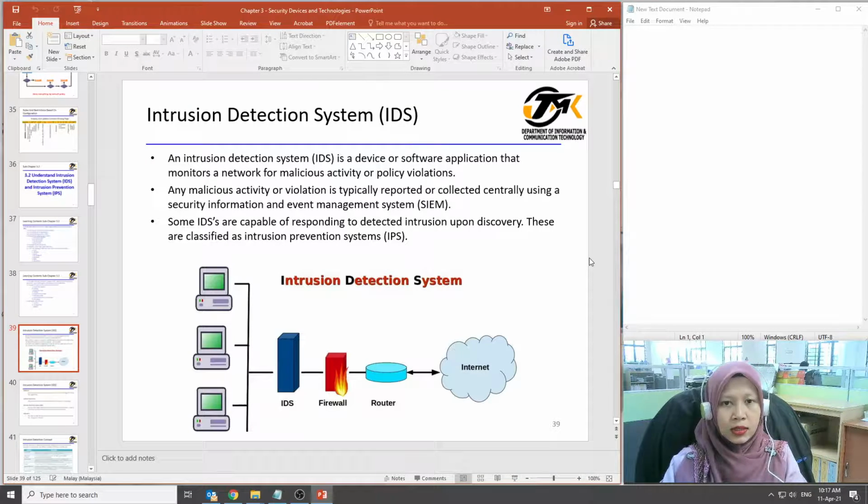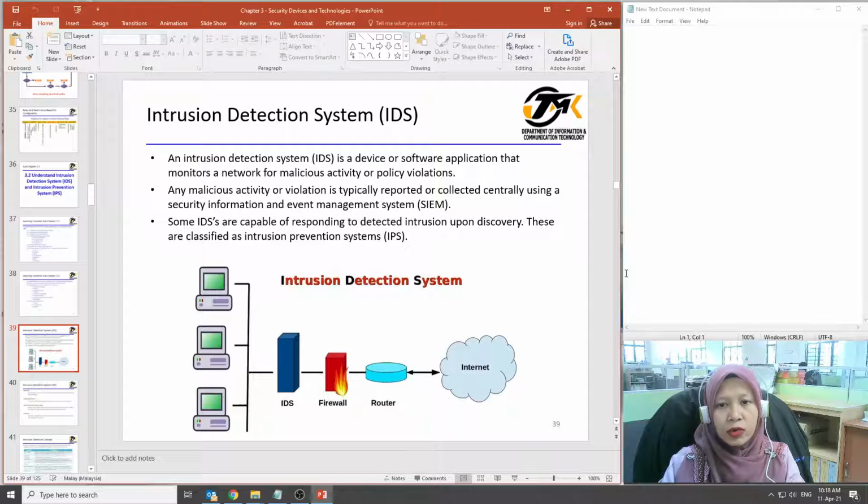So what is intrusion detection system? Short form is IDS. Okay, this is a device. It can be a device or it can be a software application that is used to monitor a network for malicious activity or policy violation. So IDS can be in terms of hardware, it can also be in terms of software, either way, as long as it functions to monitor network for malicious activity.